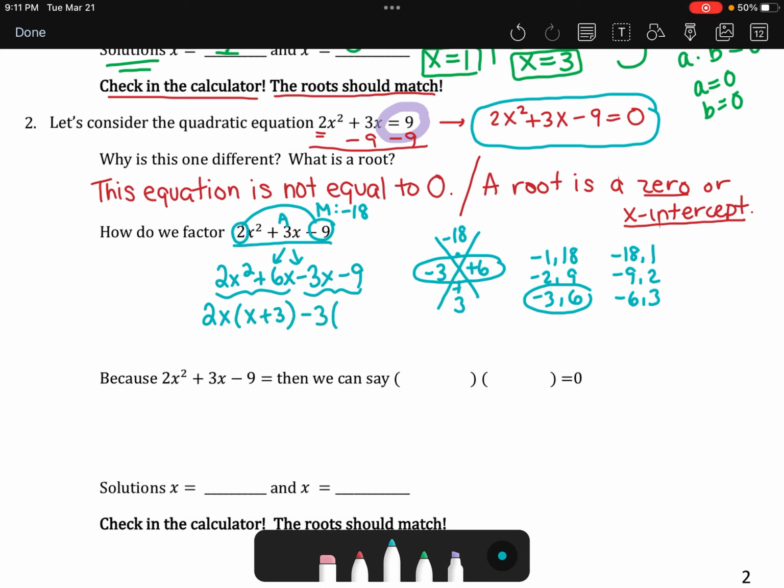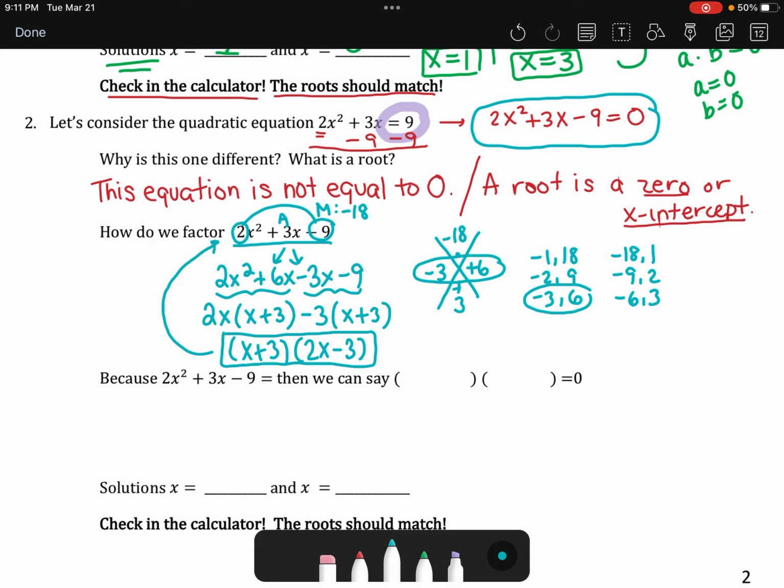GCF in the next one is a negative 3. Another x plus 3 is left over. And I get x plus 3, and then 2x minus 3 left over. Perfect. So that is the factored form of 2x squared plus 3x minus 9.